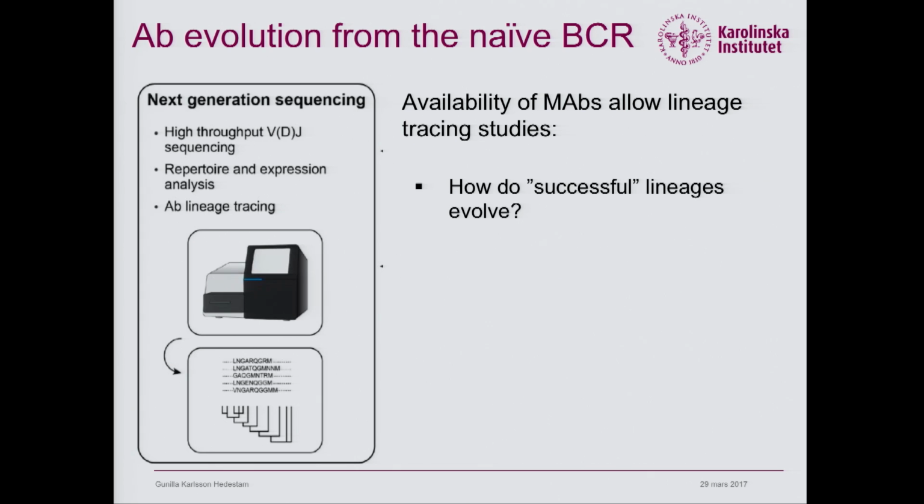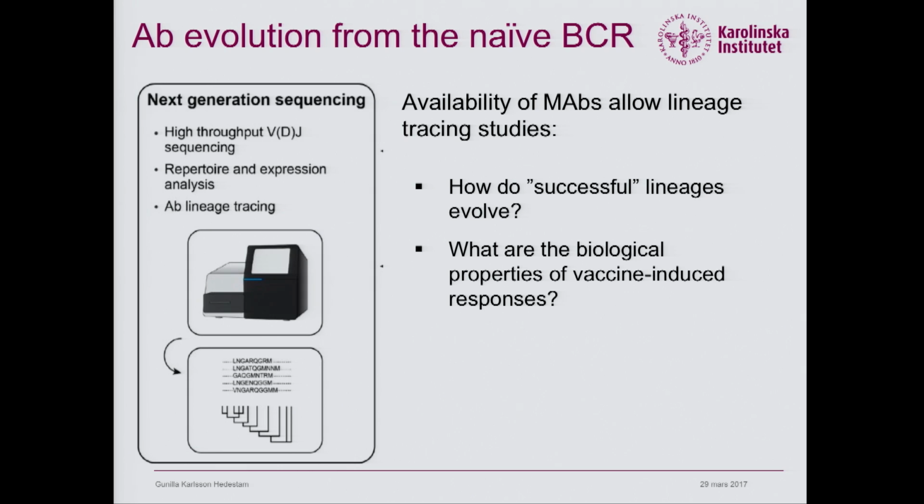One of the aspects that has been studied to quite an extent already is how broadly neutralizing antibody lineages develop. So these are the so-called successful lineages. But what we are also very interested in is, when it comes to the antibodies that we can induce by vaccination, what are their properties and what is limiting their development into perhaps more effective antibodies.